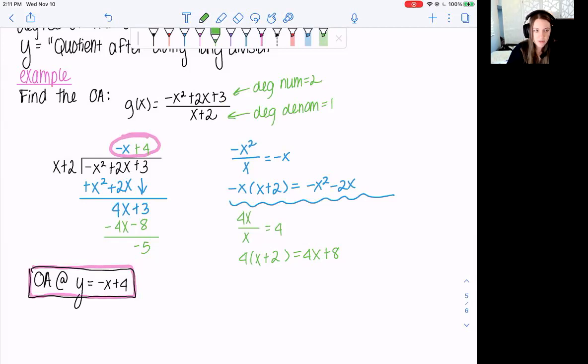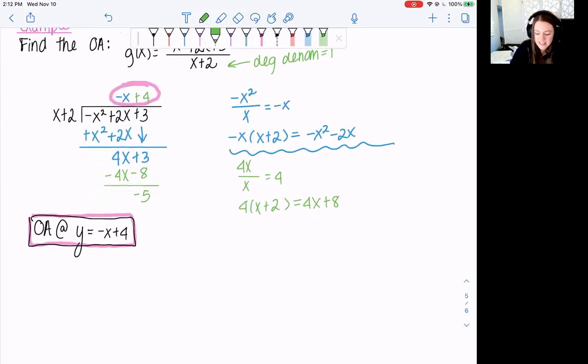Any questions on the oblique asymptotes? We're hopefully going to get to a problem where we get to do one. I hope we get to it. Fingers crossed. Okay.